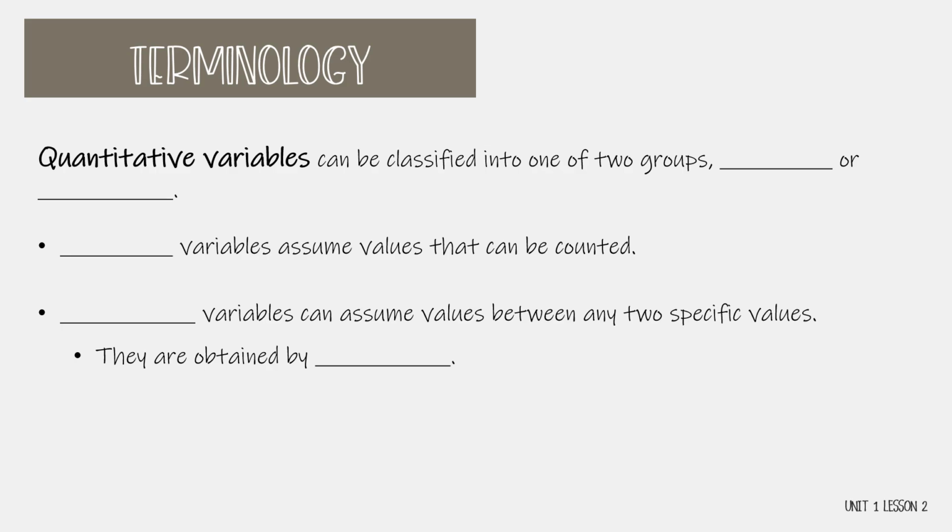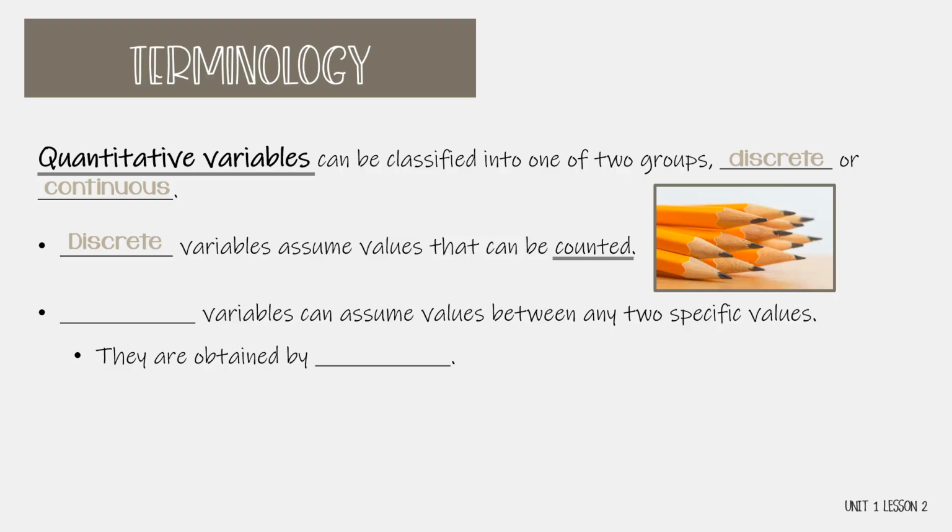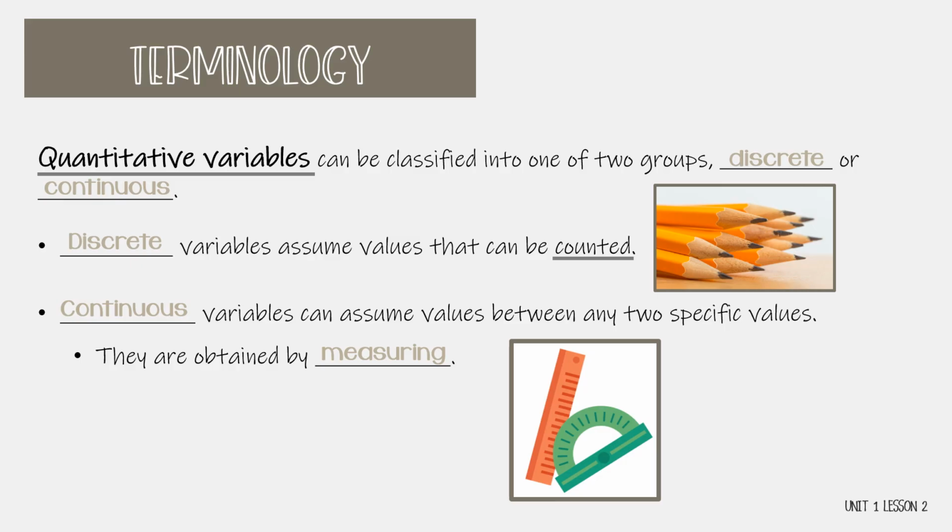More terminology. Quantitative variables can be classified into one of two groups: discrete or continuous. Discrete variables assume values that can be counted, like the number of pencils in my classroom. Continuous variables can assume values between any two specific values. They're obtained by measuring, like measuring an angle or the length of something.